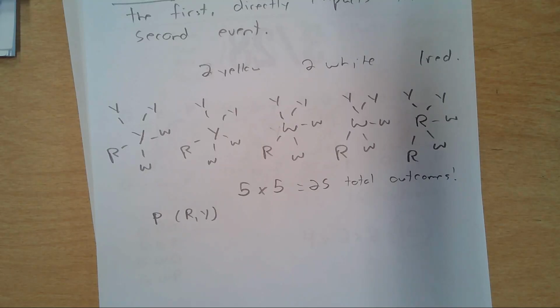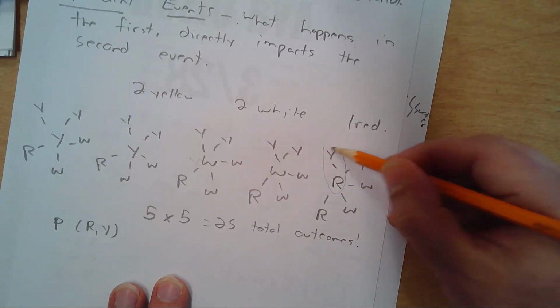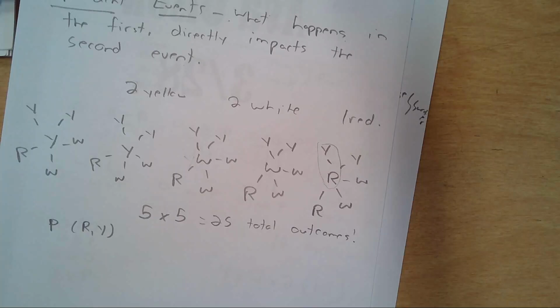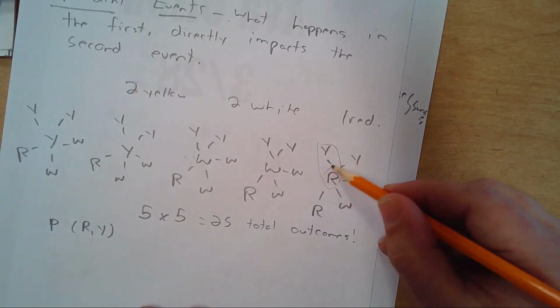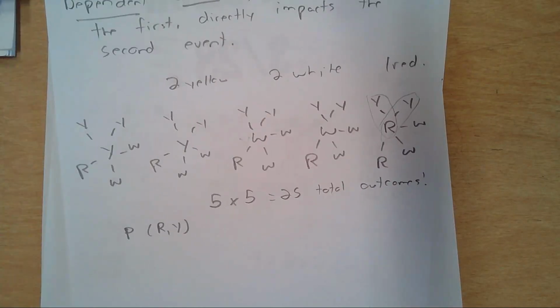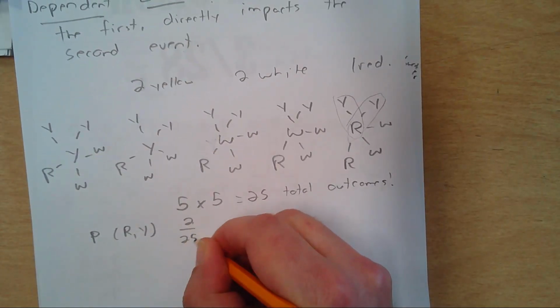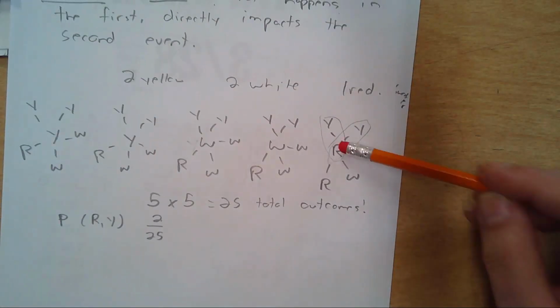Red first, yellow second. 2/25. Right, because remember, first I've got to get the red, so I could get red, or I could have pulled that other one. It doesn't really matter which one I pulled, they're both yellow there. So in this case, if I said the probability of getting red then yellow, you would say 2/25. Because there's my winner right there.